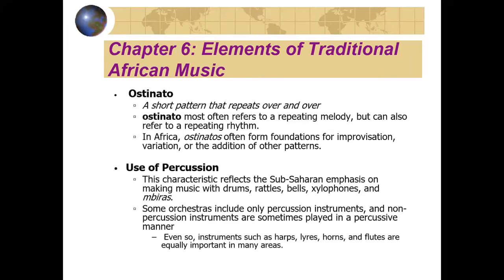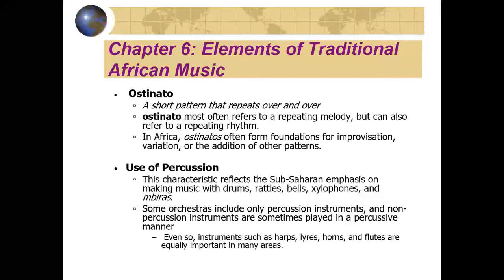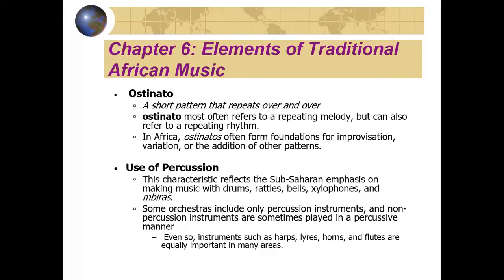An ostinato is a short pattern that repeats over and over again, and it's not, again, unique to African forms, but it's something that is extremely important. If you're familiar with, say, MC Hammer's Can't Touch This, underneath that there is an ostinato that's taken from Rick James's Super Freak. That's an ostinato.